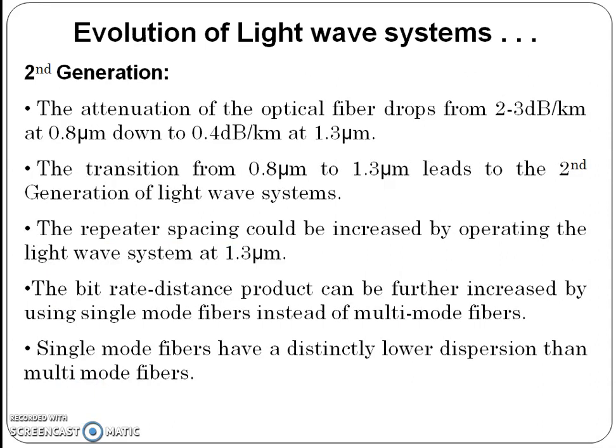Next comes the second generation of light wave systems. Now, the attenuation of optical fiber drops from 2 to 3 dB per kilometer at 0.8 micrometer down to 0.4 dB per kilometer at 1.3 micrometer. The transition from 0.8 micrometer to 1.3 micrometer leads to the second generation of light wave systems. The repeater spacing could be increased by operating the light wave system at 1.3 micrometer. The bitrate distance product can be further increased by using single mode fibers instead of multi-mode fibers. Single mode fibers have a distinctly lower dispersion than multi-mode fibers.